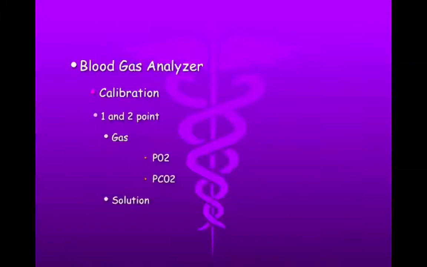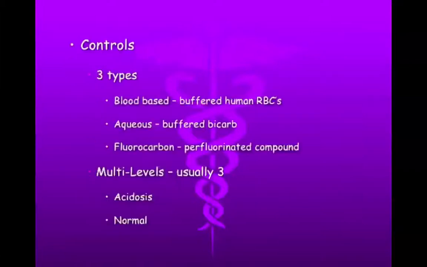However, with that being said, there's always going to be somebody out there who's monitoring these things and making sure that that linearity is staying as it should, making sure that the controls are doing what they're supposed to do. That's just the nature of the beast. We did talk about controls. There are different types of controls that you can use. You can have on a blood gas machine blood-based controls. You can have water-based controls, or you can actually have what's called a fluorocarbon.